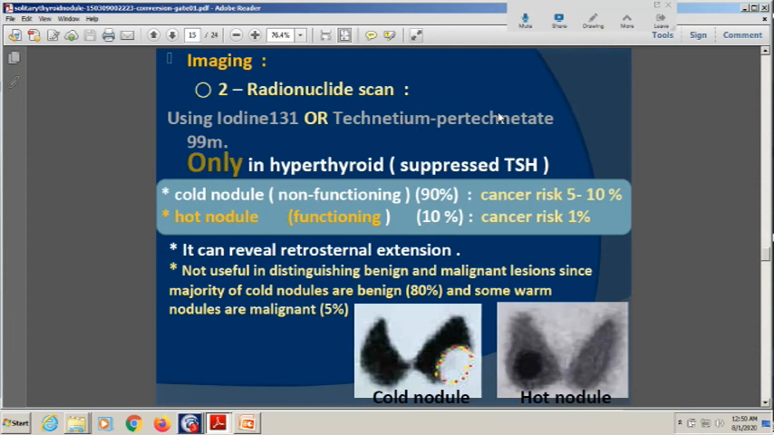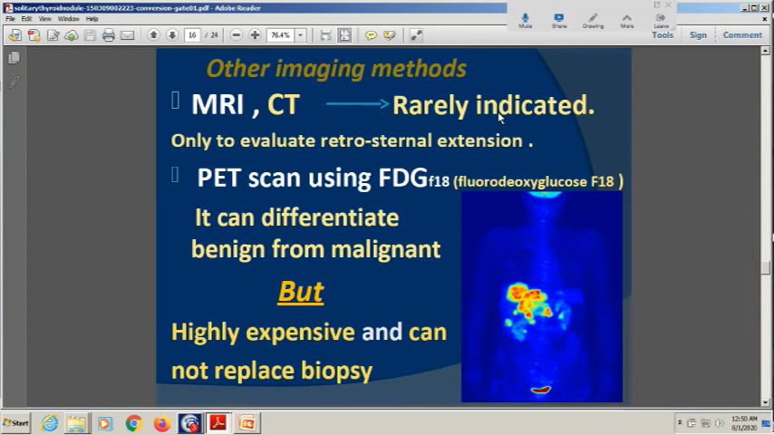PET scan is an important scan using FDG dye. It is used to differentiate between benign and malignant. If the PET scan dye is taken up, that means it is a malignancy. It is a highly expensive test, so it cannot replace the biopsy. So if you want to confirm the malignancy, go for FNAC or a biopsy rather than a PET scan.